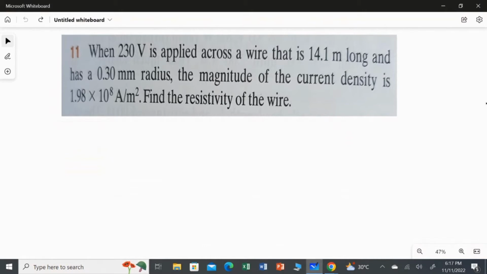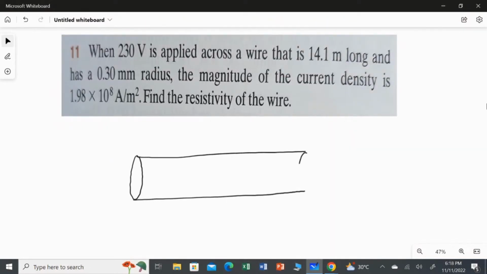So here we have a wire and the length of the wire is 14.1 meter and the radius of the wire is 0.3 millimeter. So now I'm going to draw the figure based on the information. So we have a wire, and this wire length is 14.1 meter. Clear? So we have a wire and in this wire we are giving the potential difference.